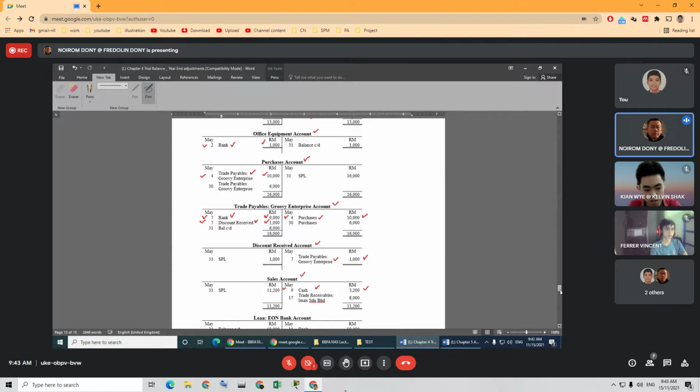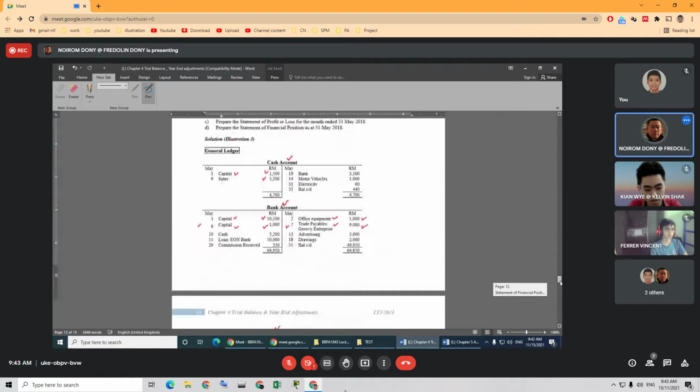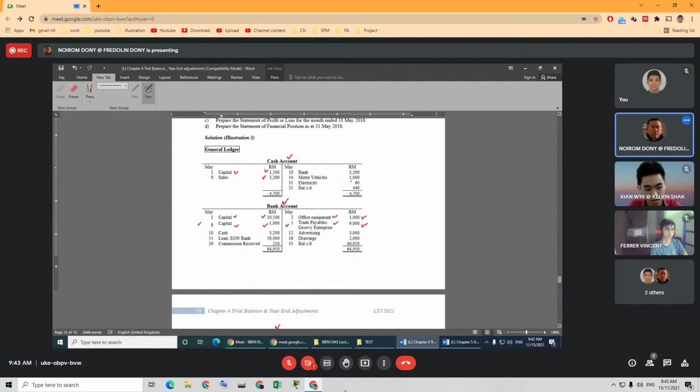So meaning your cash and bank. So cash reduces by the same figure, 3,200, because we took out this amount from the cash and put it into the bank. So in the bank, 3,200. So make sure in the bank account, the particular, you write down cash. In the cash account, the particular, you write down bank, with the same amount. Okay? The next day on the 10th. Now, is that clear?